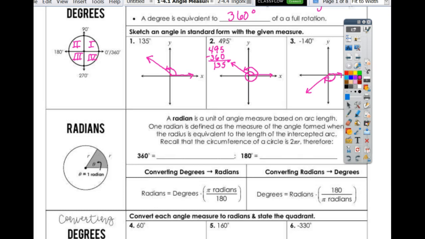Okay, so that's what you did most of the time in geometry. What we're going to spend almost all of our time doing is radians. And a radian is a unit of angle measure that's based on arc length. 1 radian is defined as the measure of the angle formed when the radius is equal to this. Okay, when the radius is equal to this. So 360 degrees is going to equal 2 pi, and 180 degrees is going to equal pi.